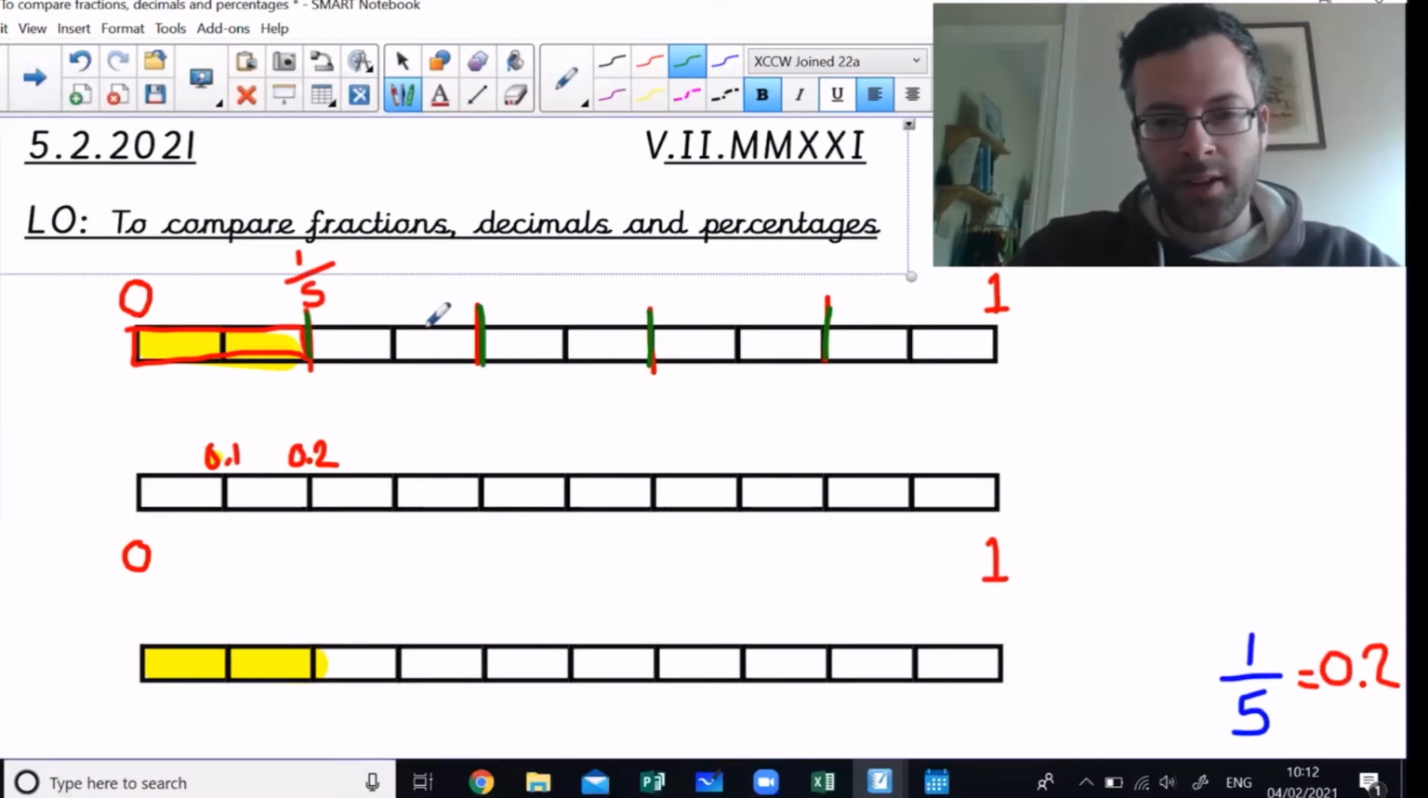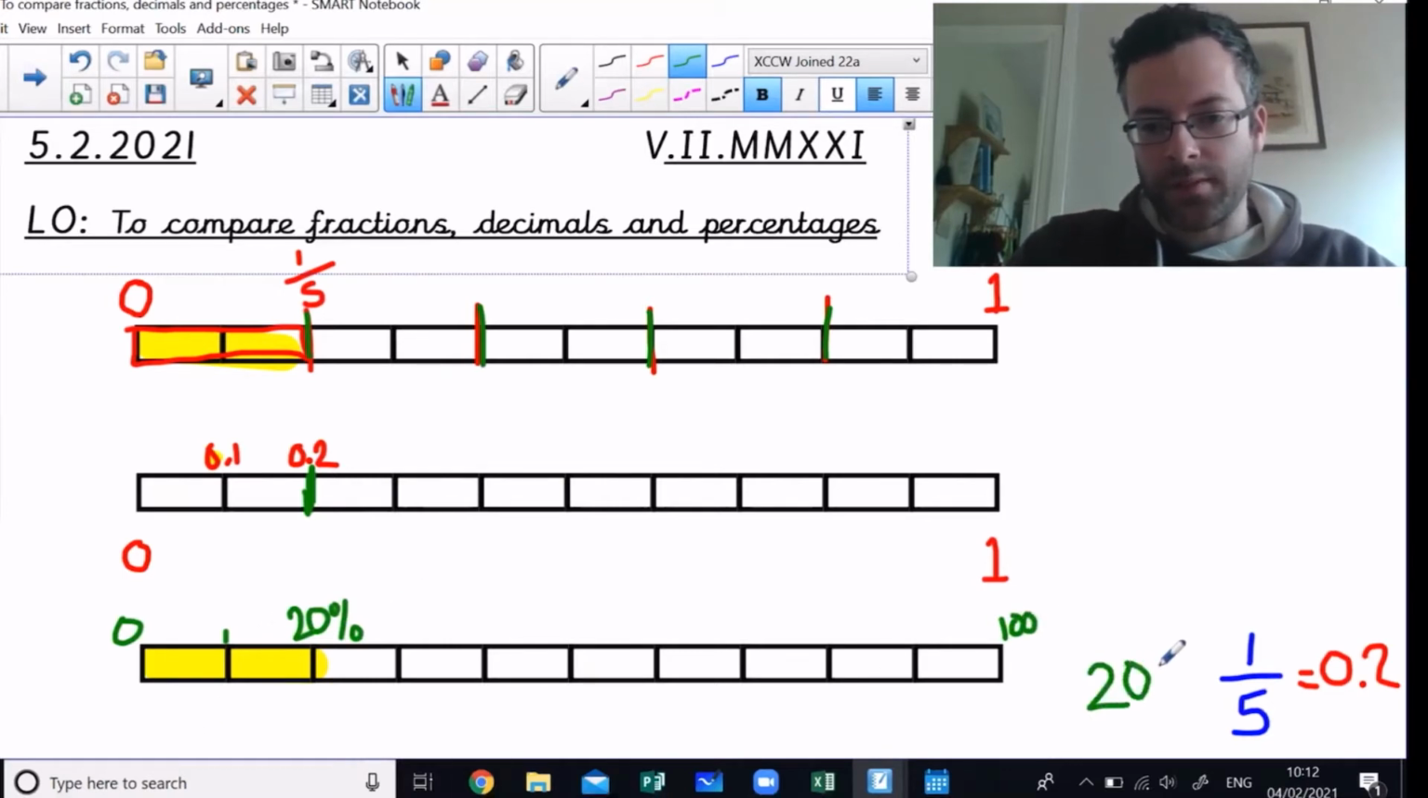Next one. On this one, we split them all into 5 parts, and we realised that that means we've got 1/5. We realised that that was the same as 0.2, and when we think about our percentages, if we know that each of these is 10%, then that is 20%. In the same way, if we split that 100% into 5 parts, 100 divided by 5 will get us to 20. So 20% is the same as 1/5.